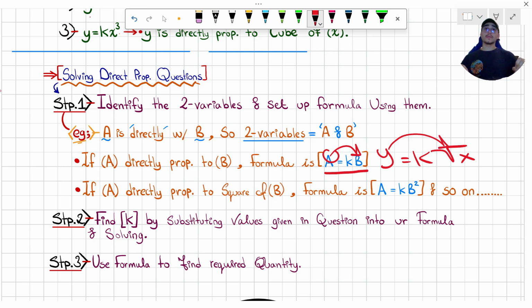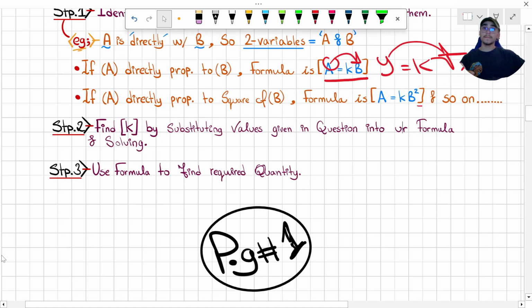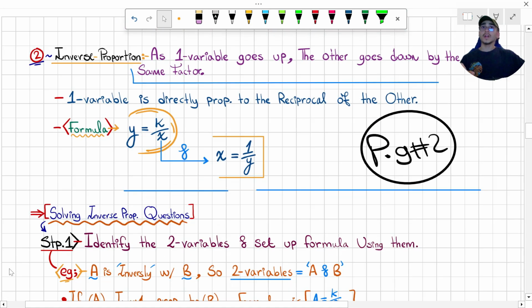If a is directly proportional to the square of b, then the formula is a is equal to k times b squared, and so on. So after you find this formula, you substitute the given values in your question to find k. Then you solve, and then you use that formula to find the required quantity. We're going to take some examples later on.